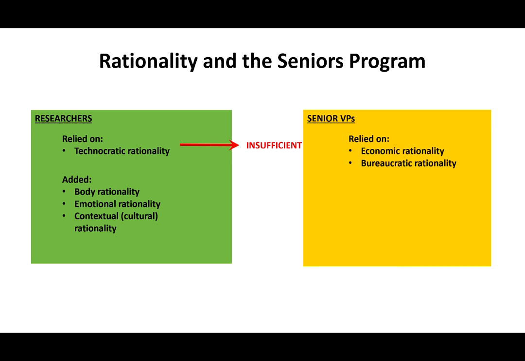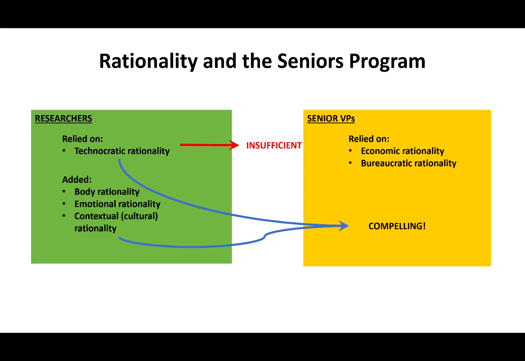By combining body rationality, emotional rationality, and this contextual rationality with the technocratic rationality, they were able to make really compelling and convincing arguments that started to bring the vice presidents on board. The vice presidents were starting to think that the seniors program might be worthwhile after all. So this is an example of how rationality impacted the seniors program.